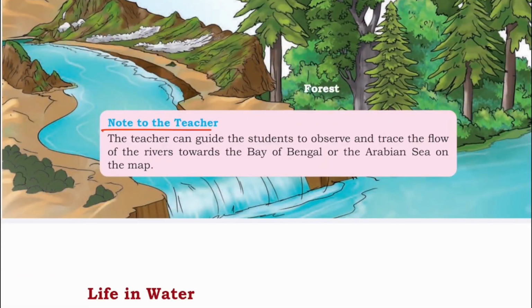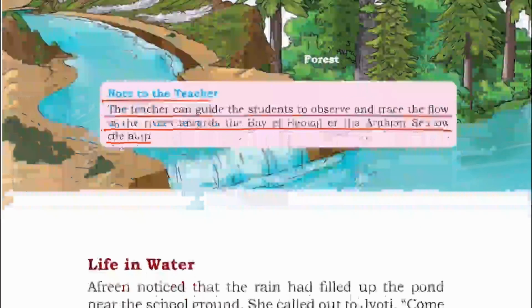Note to the teachers. The teacher can guide the students to observe and trace the flow of the rivers towards the Bay of Bengal or the Arabian Sea on the map.